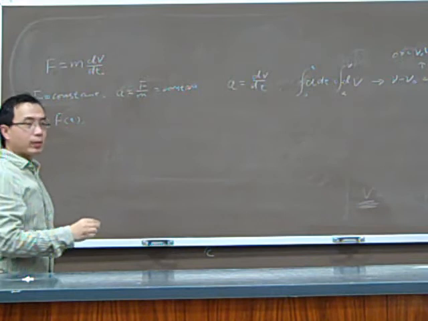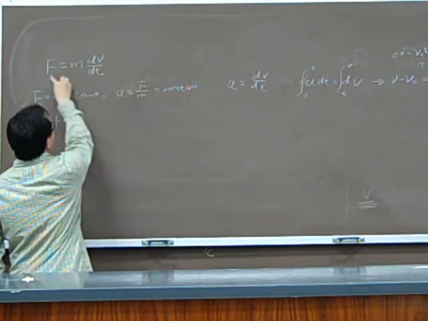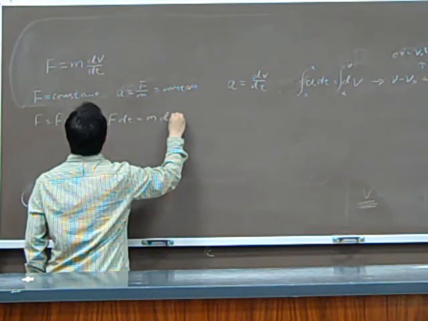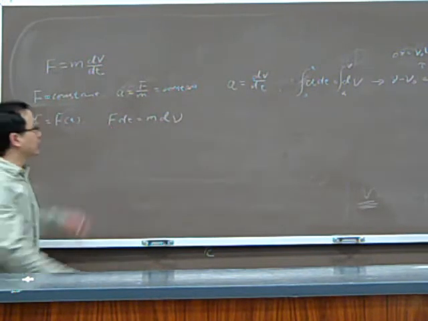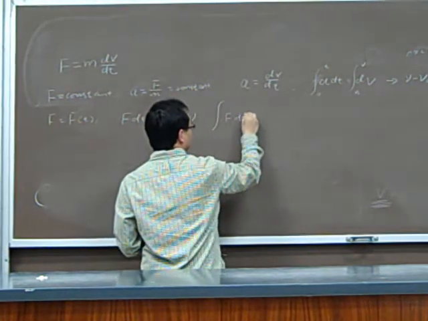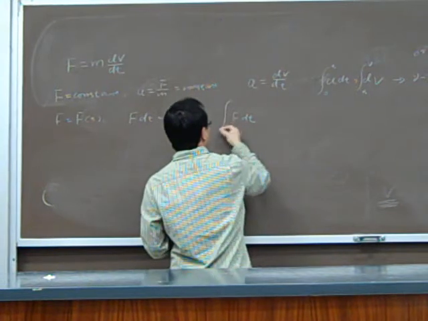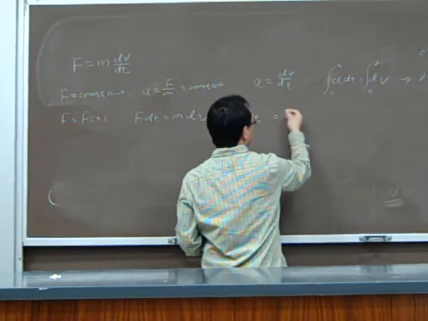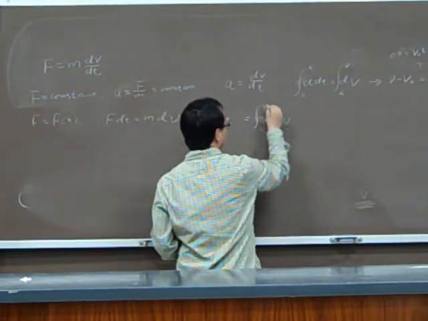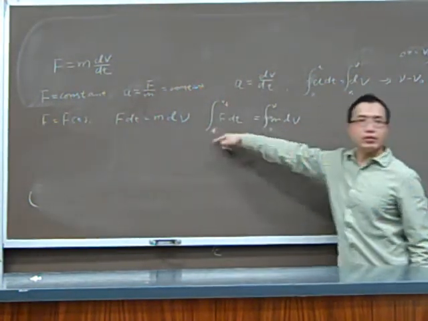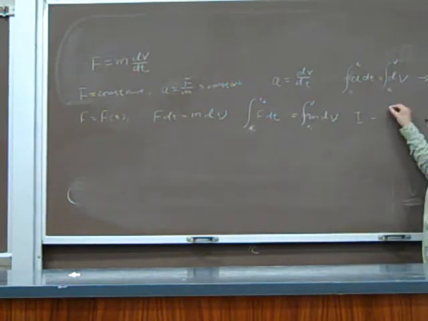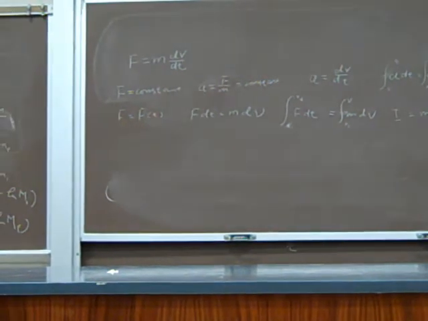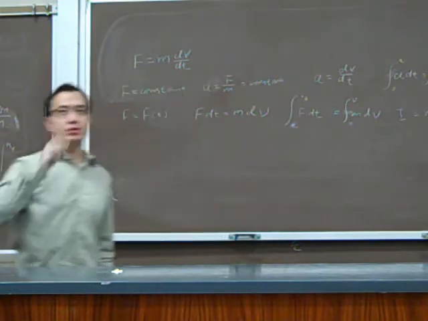Okay, momentum and impulse. Remember how we can do that? We have F = m dv/dt. If we multiply both sides by dt, we get F dt = m dv. Then we integrate the left-hand side, F dt, from the initial time to the final time, and the right-hand side, m dv, from the initial velocity to the final velocity. The left integral gives you the impulse, and the right-hand side gives you mv minus mv initial. So that's I = ΔP, the impulse-momentum theorem, right?